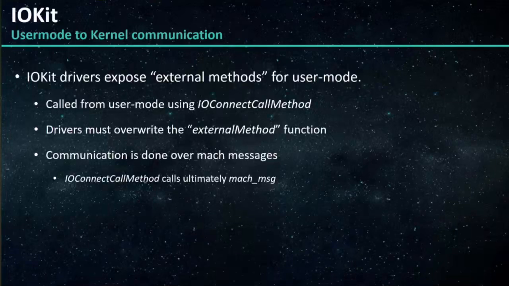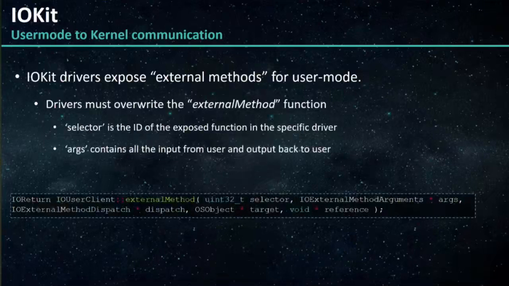So like I said, the drivers must overwrite the external method, and because everything is based on MIG, everything is based on messages, because MIG is just messages. So again, IOConnectCallMethod ultimately calls mach message. We'll see soon the flow. So that's the signature of the external method functions that drivers have to overwrite. What the user gives is an index. That's the selector. So that's just an index to a command, let's call it this way.